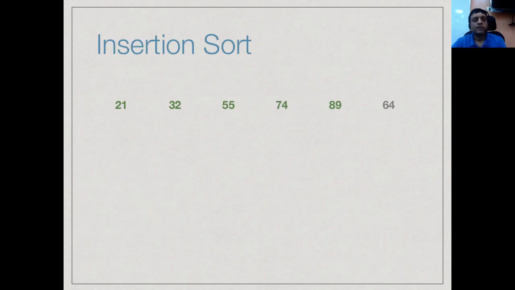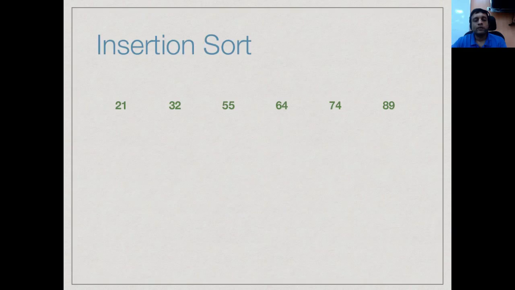Okay. And in the last round I will take 64. Right. So now this part is all sorted. I will take 64 and try to insert it here. So it will swap with 89, it will swap with 74 and then stop. Okay, so this is how insertion sort works. And this is a very intuitive sort. If you take a pack of cards and you try to sort it, typically this is how you would sort them.